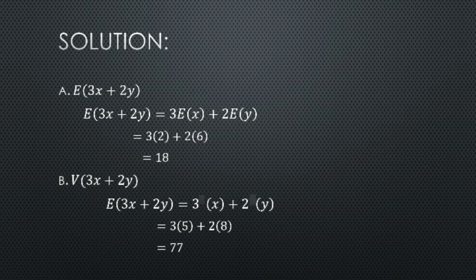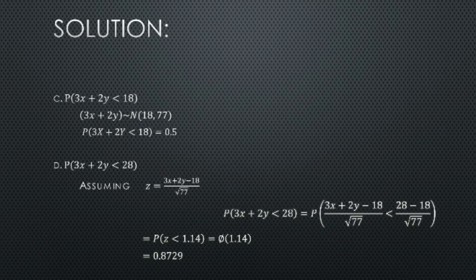Now for letter B, just like in letter A, we need to separate again the given, which will become 3V of X plus 2V of Y. After that, we need to substitute the X and Y. So the X will become 5 and the Y will become 8. By the way, I get that 5 and 8 from the given. Now we need to multiply 3 times 5 plus 2 times 8, and then the answer will be 77. Now the answer in letter B will be 77.